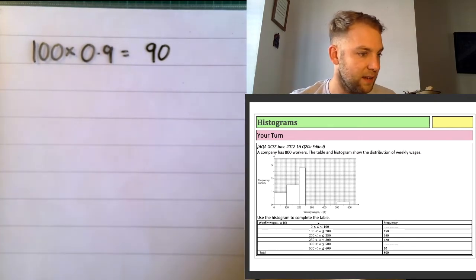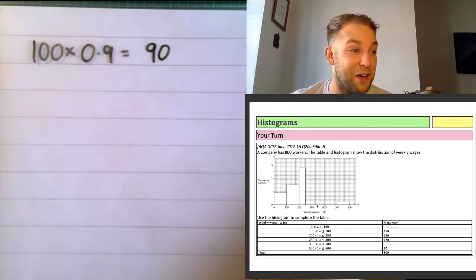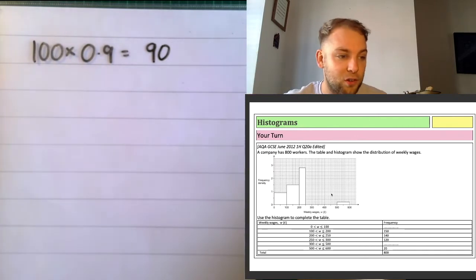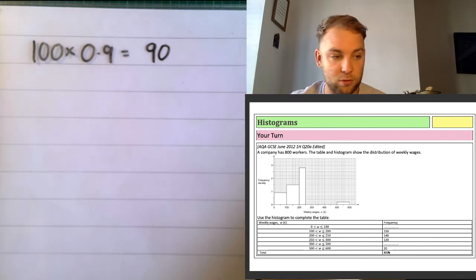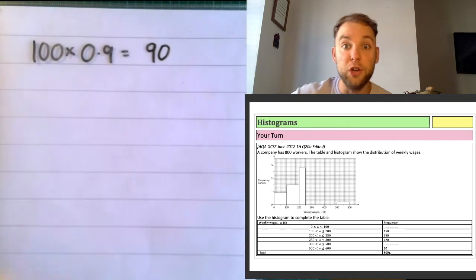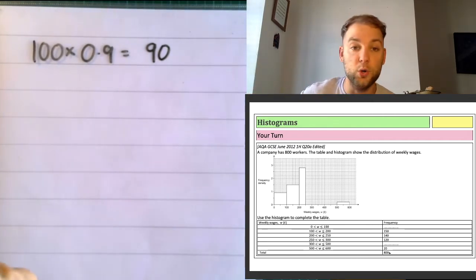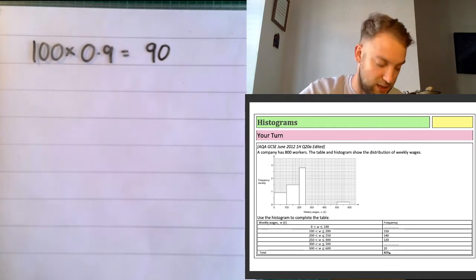Now we notice that for the second one we've got to find out, between 300 and 500, we don't have the bar on there. And you're thinking, well, how are we meant to do it without the bar? But because we know the total is 800, and we know all of the other bars, we can work that out by doing 800, take away all of these.